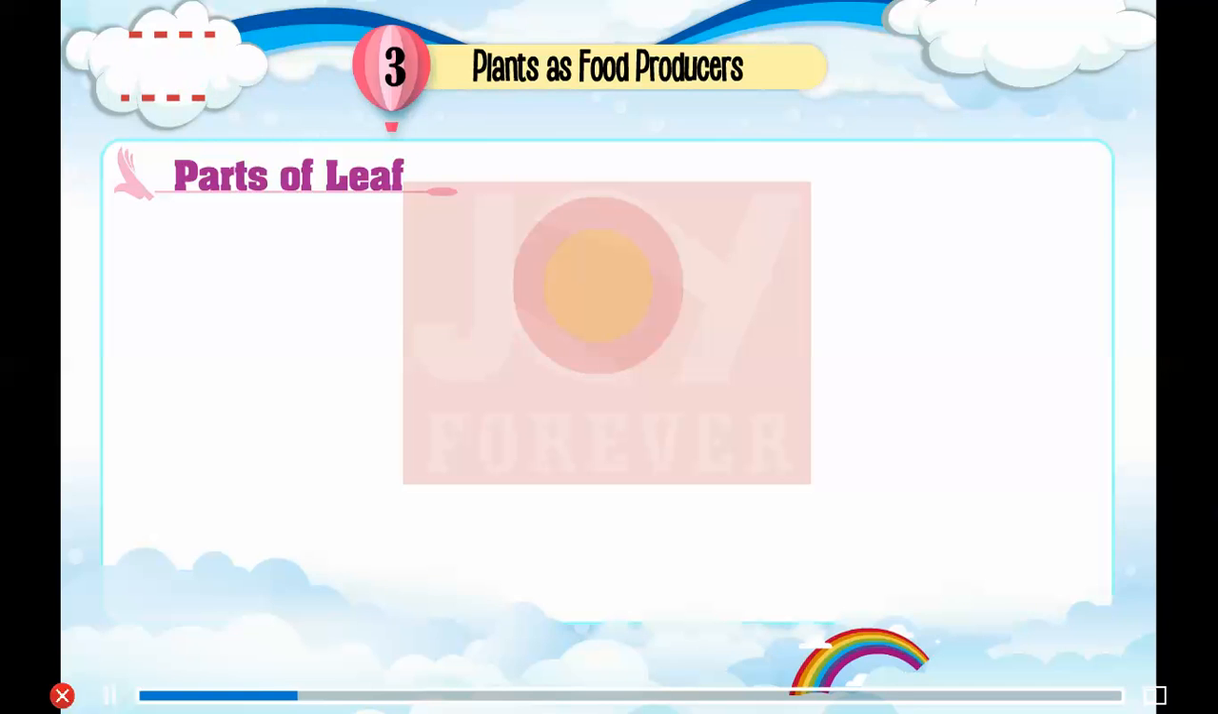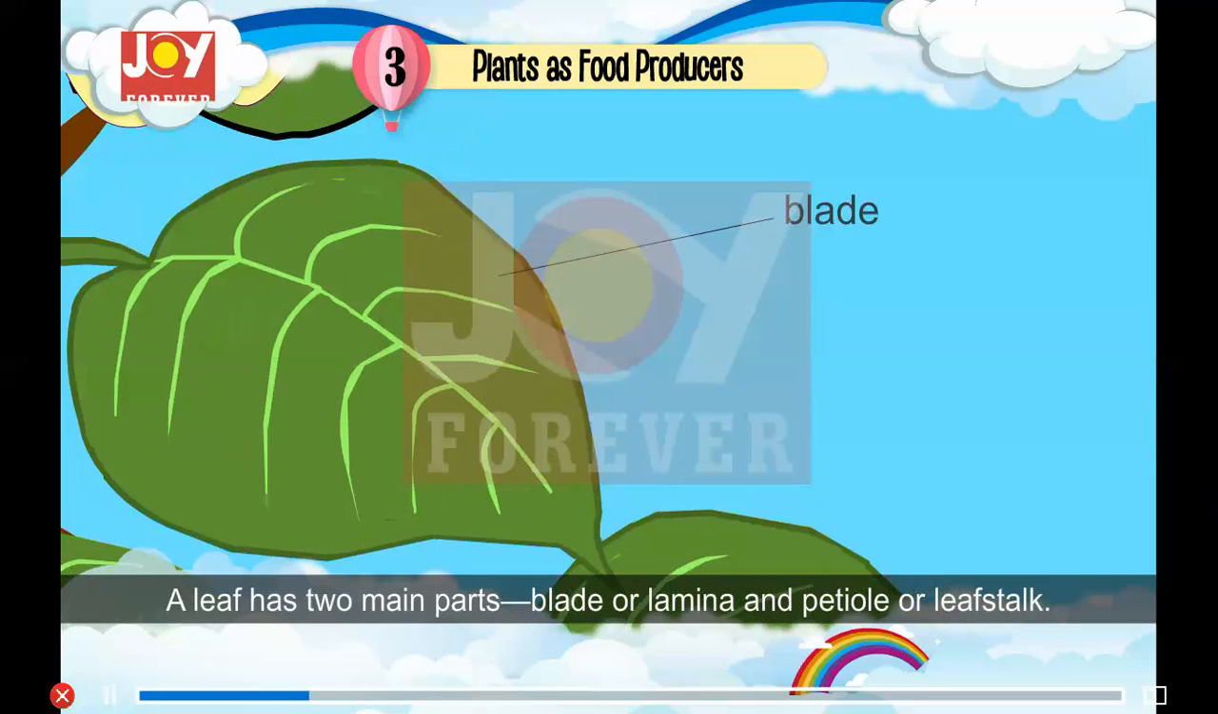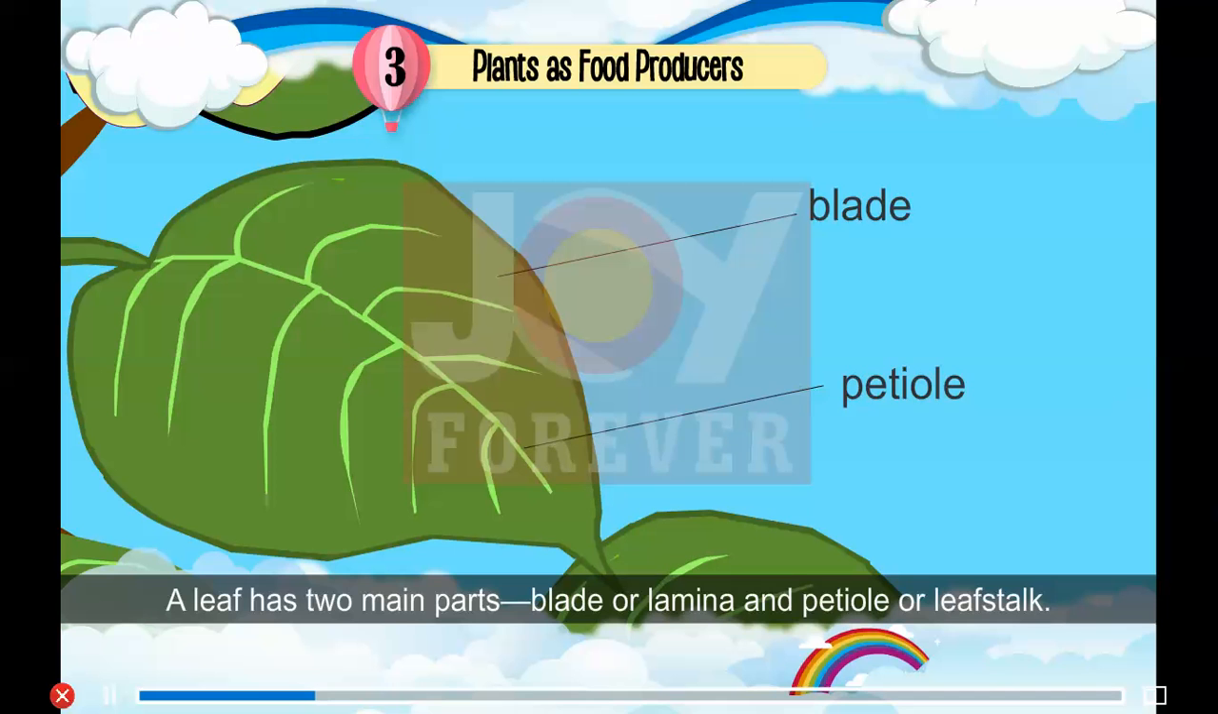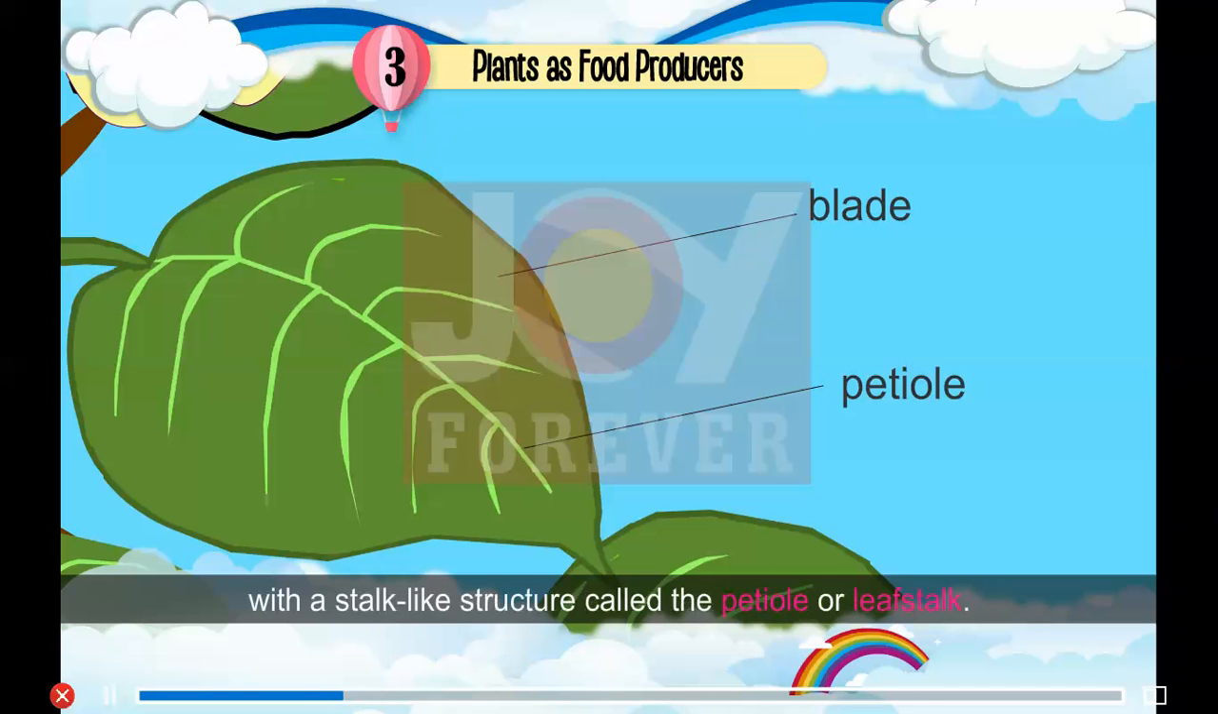Parts of leaf. A leaf has two main parts, blade or lamina and petiole or leaf stalk. Blade or lamina is the flat, broad part of the leaf. The leaf in most plants is attached to the stem with a stalk-like structure called the petiole or leaf stalk.